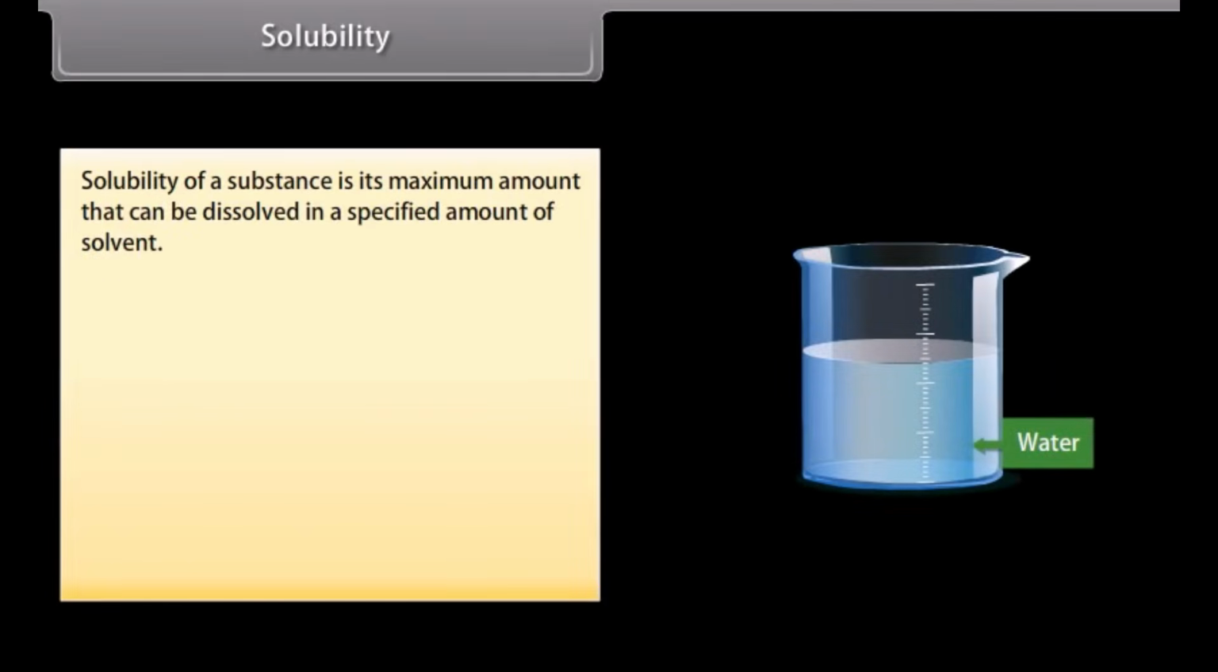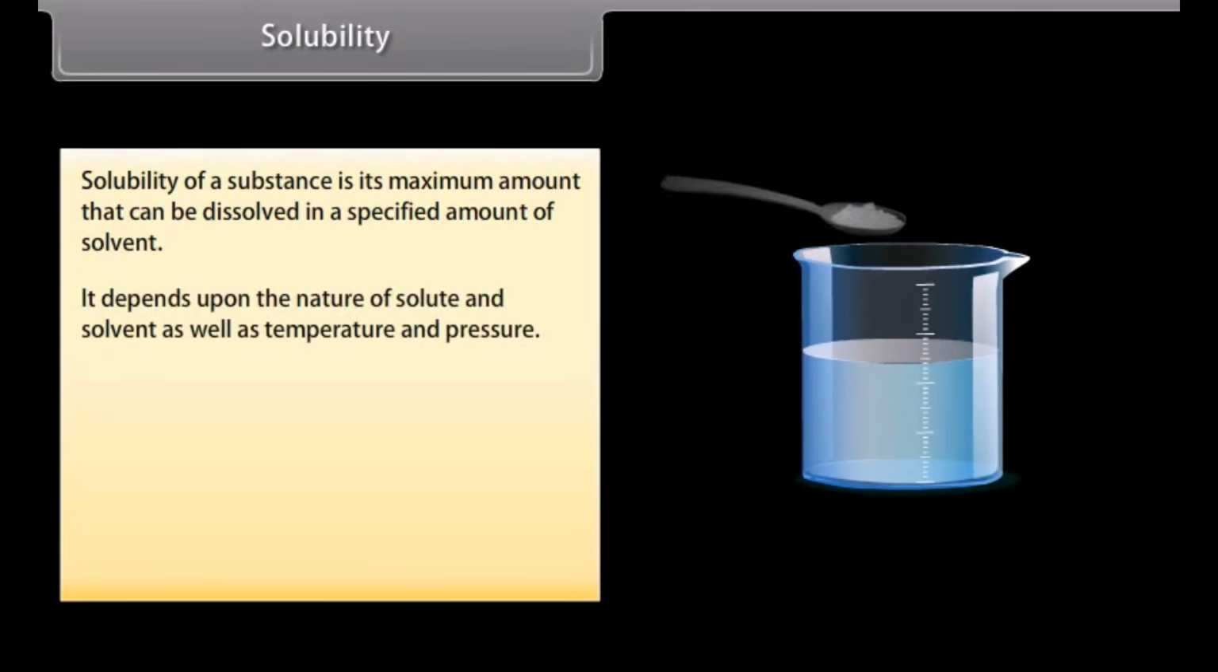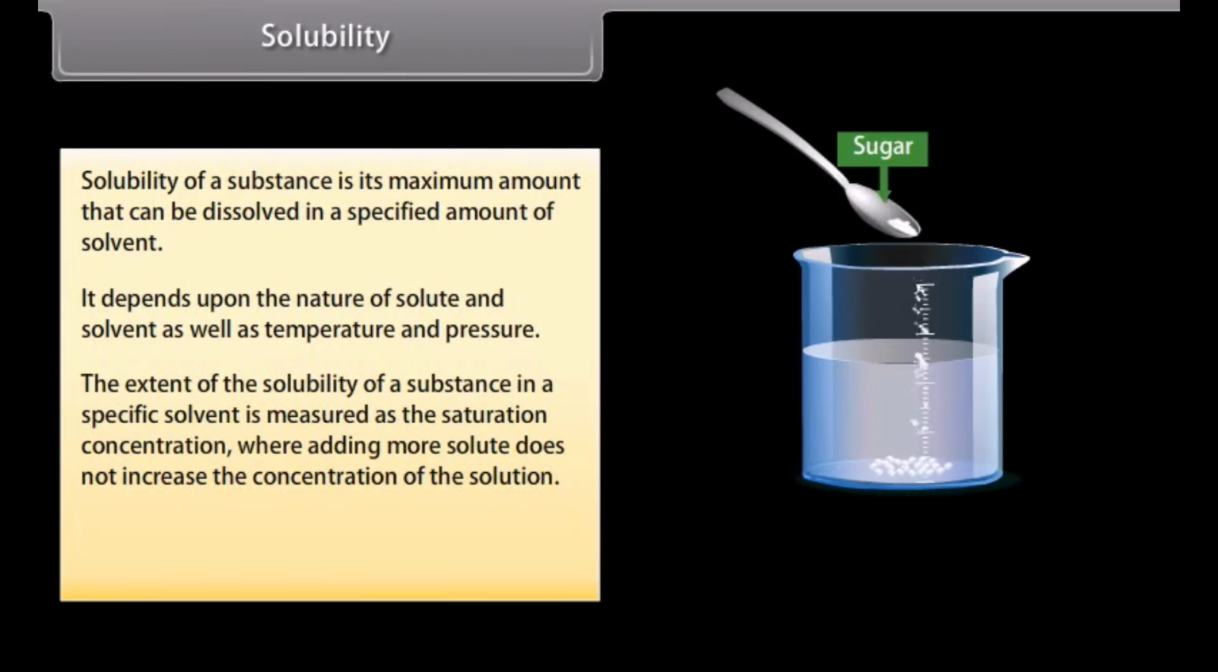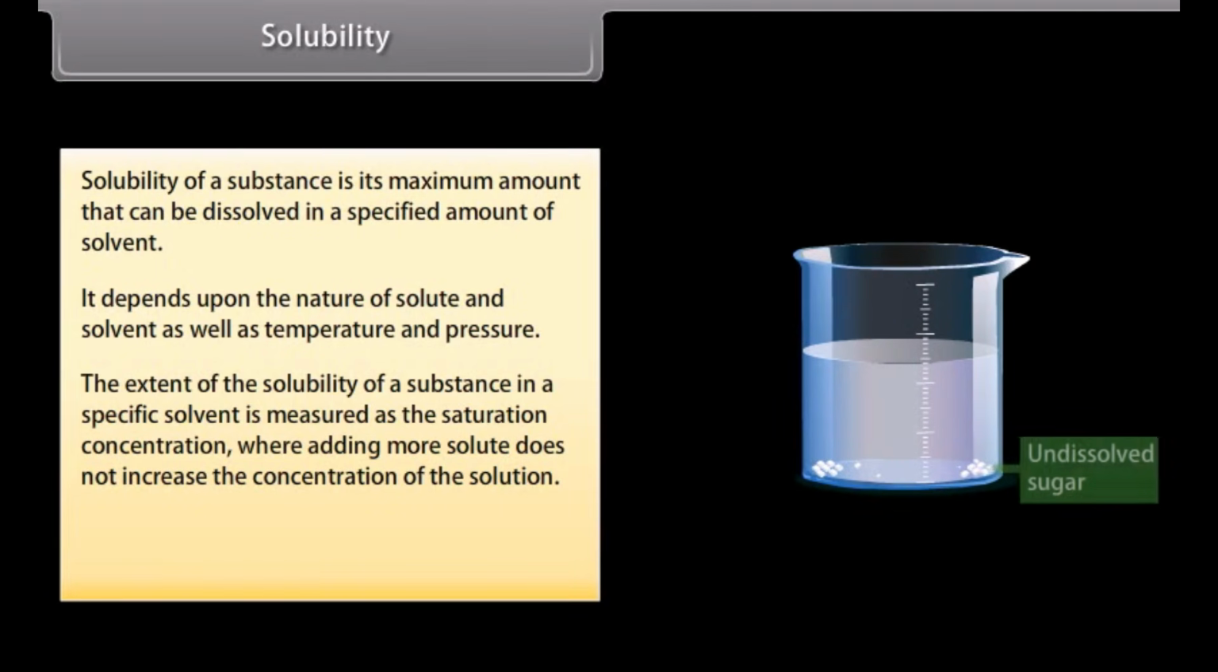Solubility. Solubility of a substance is its maximum amount that can be dissolved in a specific amount of solvent. It depends upon the nature of solute and solvent, as well as temperature and pressure. The extent of the solubility of a substance in a specific solvent is measured as the saturation concentration, where adding more solute does not increase the concentration of the solution.